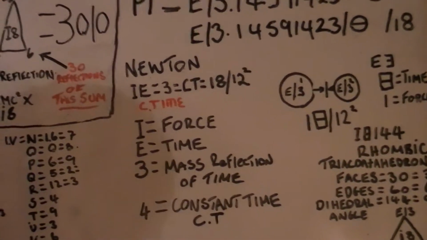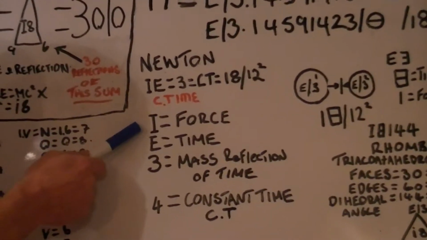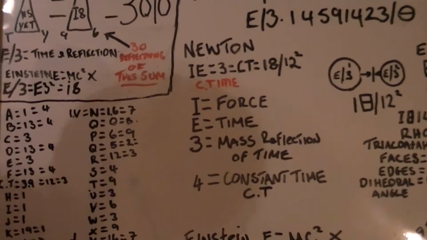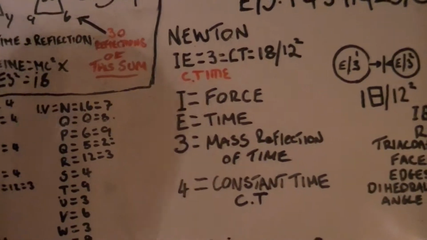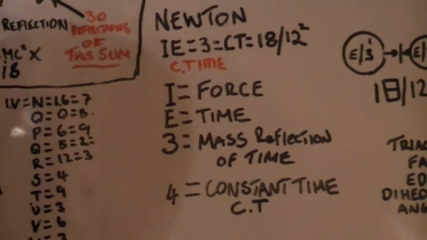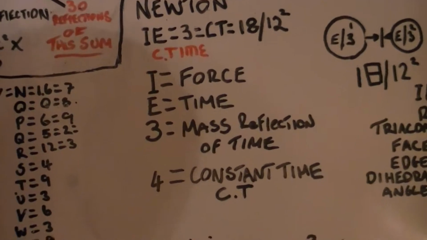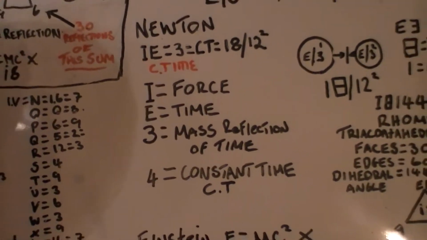So taking that into account, we have I, which equals force, E, which equals time, and 3, which is the mass, or it's the reflection. So reflection of time is mass. Okay, everything you see is a reflection. So 3 is the reflection.